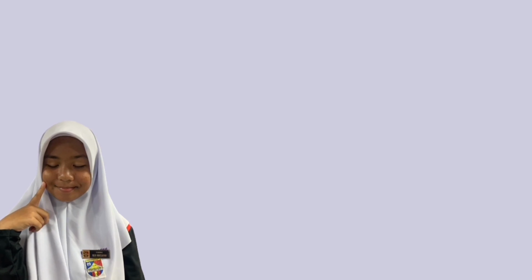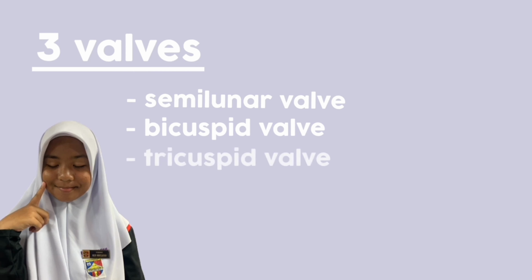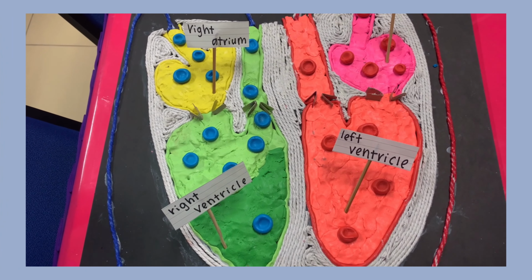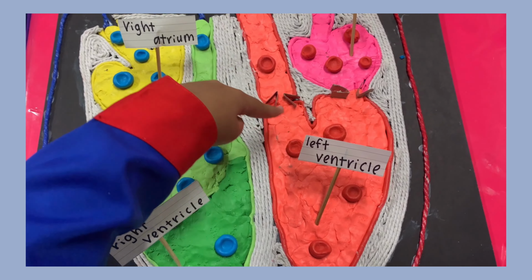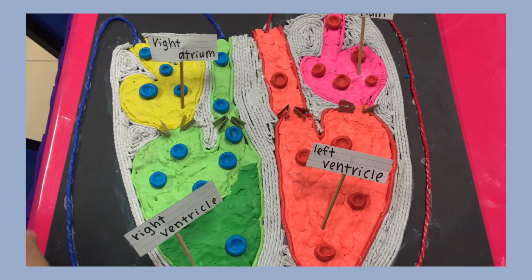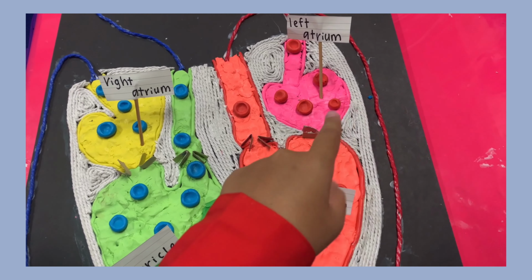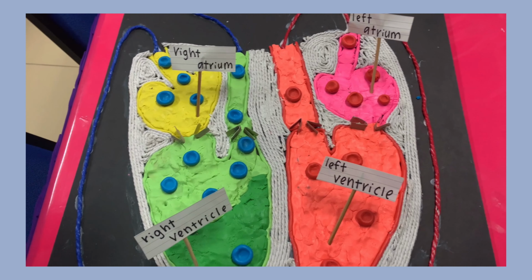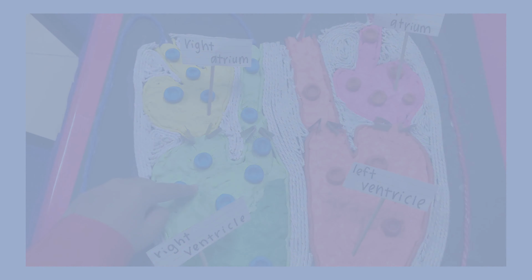Hold on, you forgot about the valves. Humans have 3 valves: the semilunar valves, bicuspid valve, and tricuspid valve. The semilunar valve's function is to ensure that blood flows only in one direction and not back into the ventricles. As for the bicuspid valve, it allows the flow of blood in only one direction, from the left atrium into the left ventricle. Lastly, the tricuspid valve allows the flow of blood in only one direction, from the right atrium to the right ventricle.